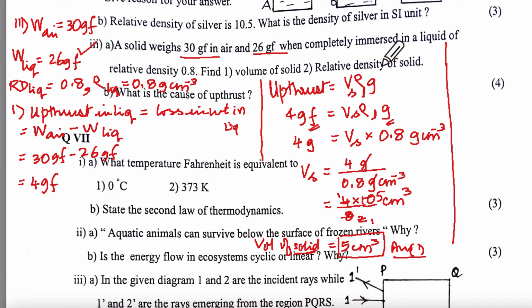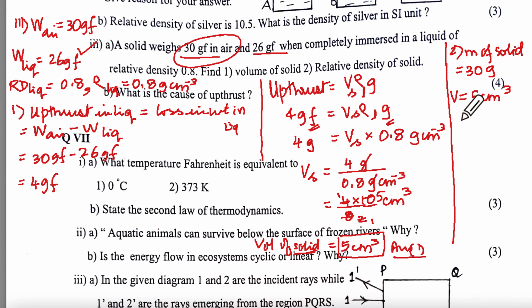Now, they have said relative density, but tell me one thing. Do you know the mass of the solid in air? If 30 gf is the weight, then 30 gram is the mass, right? Yes, ma'am. So mass of solid will be equal to how much? 30 gram. Agreeable? And how much is the volume?